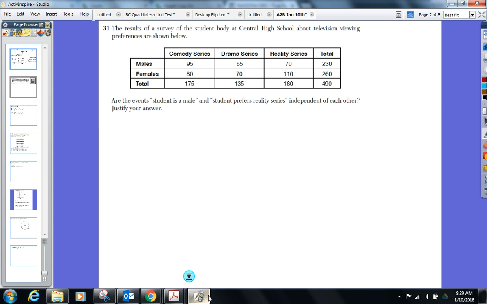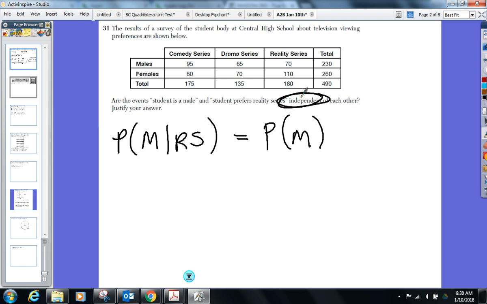Male versus reality series. So the first thing I need to set up, and I don't care about the order, what you put first, male or reality, it doesn't matter, is one given the other. So male given reality series, or reality series given male, doesn't matter. Equals the probability, now it does matter, whatever you chose first. So this probability should be equal to male if they're independent. That's got to be true. If you did reality series first, this would be reality series.